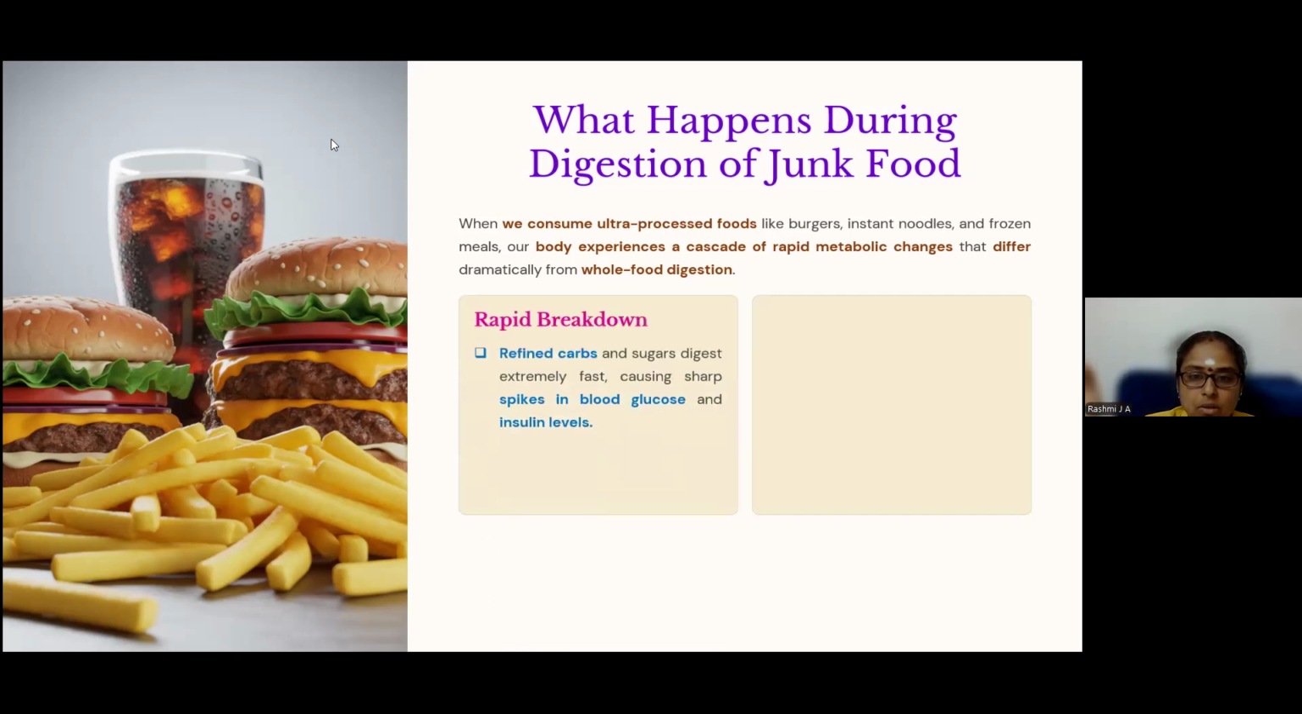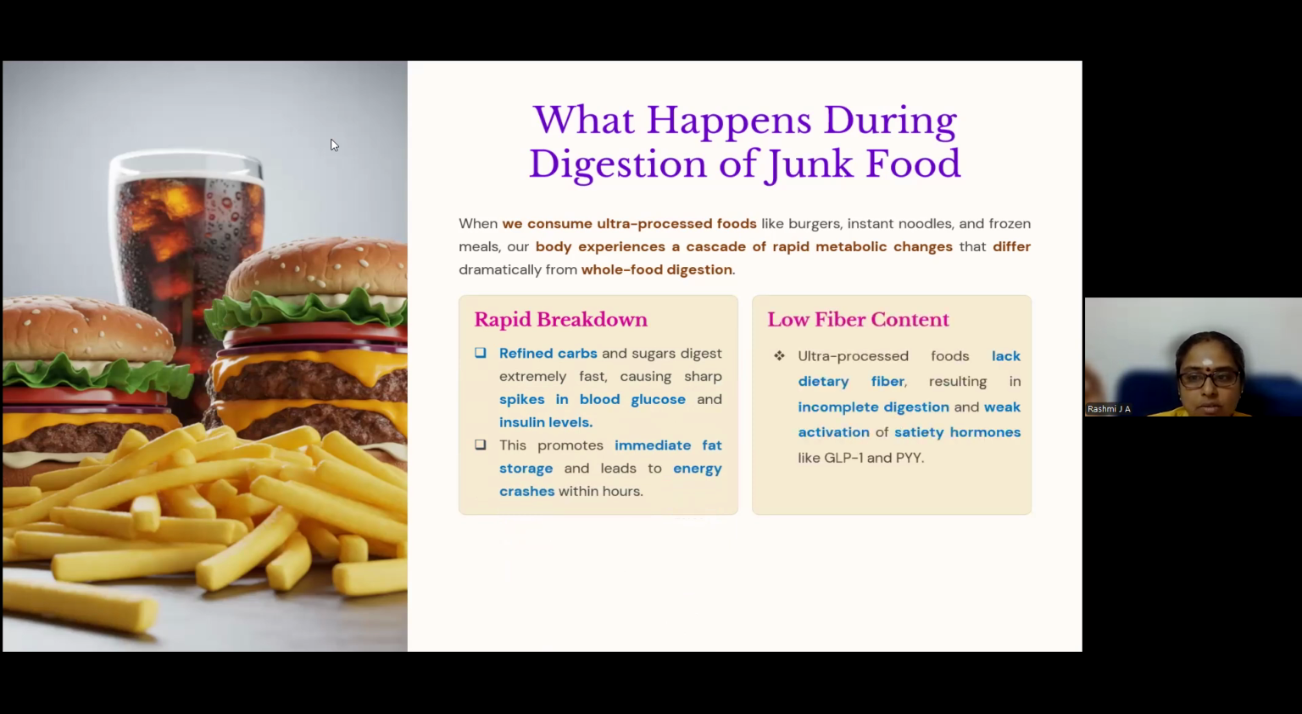First, rapid breakdown: refined carbs and sugars digest extremely fast, causing sharp spikes in blood glucose and insulin levels. This promotes immediate fat storage and leads to energy crashes. Then lower fiber content: ultra processed food has very low dietary fiber. So incomplete digestion happens, with weak activation of the satiety hormone. When you have food, the brain must feel that you are full and say it is enough. That hormone is not triggered when you take ultra processed food.